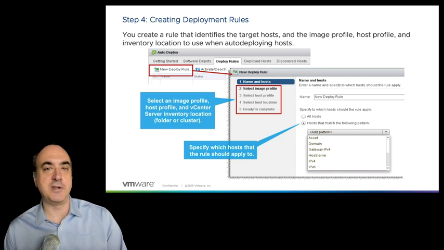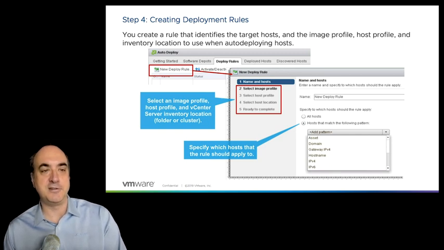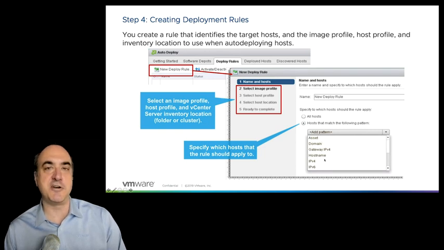So how do you know, okay, if I'm going to have a host profile rule, I'll need to specify probably the MAC address of a host to determine which host profile and which answer file the host should receive. So when you add the hosts that match a following pattern, you're specifying one of the different things that an ESX server sends to auto deploy when they make their initial boot request.